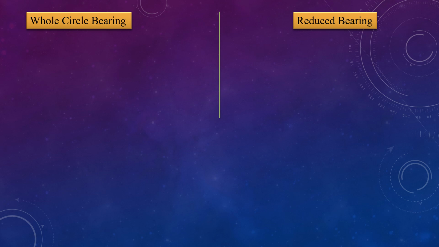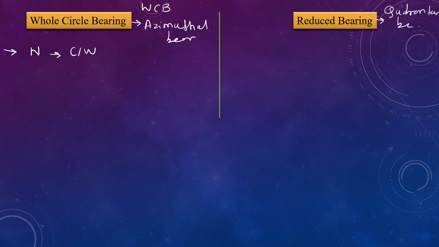Okay, so the next point is whole circle bearing and reduced bearing. Whole circle bearing is represented as WCB, and it is also known as azimuthal bearing. Reduced bearing is also known as quadrantal bearing. Whole circle bearing is measured from the north pole in the clockwise direction.